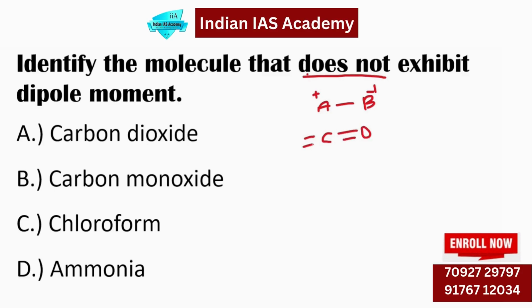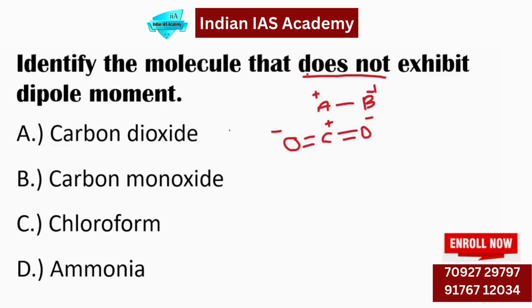CO2 is carbon dioxide. Oxygen is highly electronegative, so it will have a minus charge. Similarly, on the other side oxygen will have a minus charge. Carbon will have a plus charge because of electron deficiency. A dipole moment should have only two charges, one positive and one negative. Here we have three charges. So carbon dioxide does not have dipole moment.